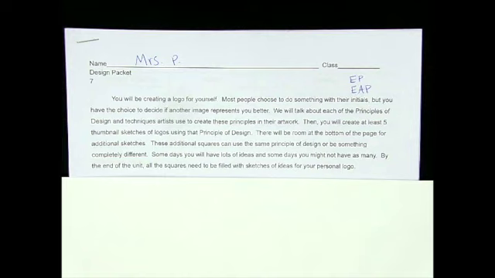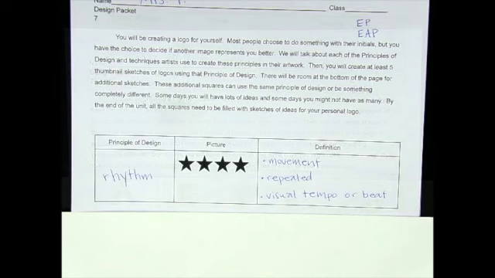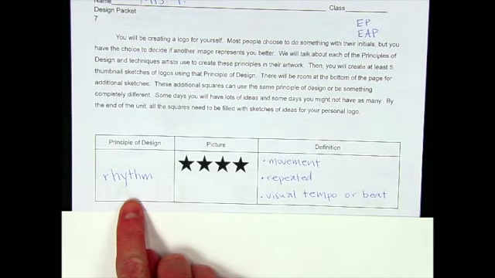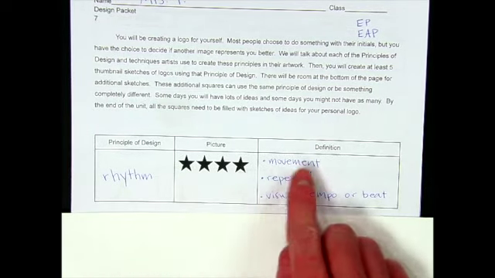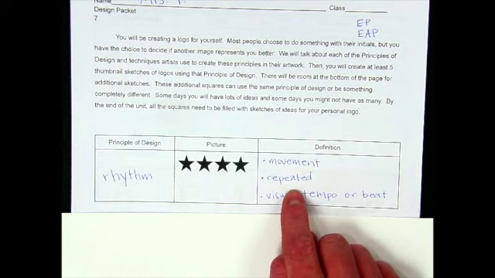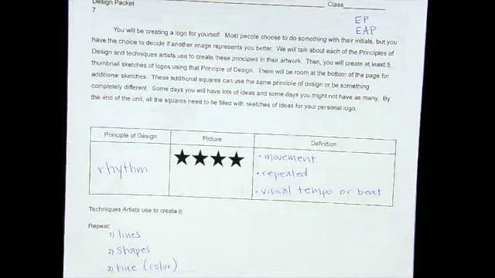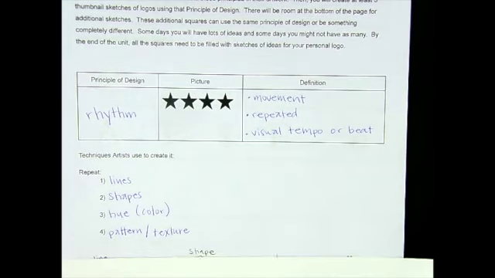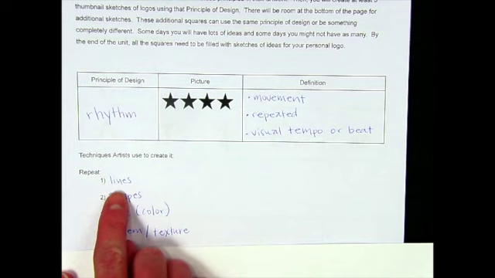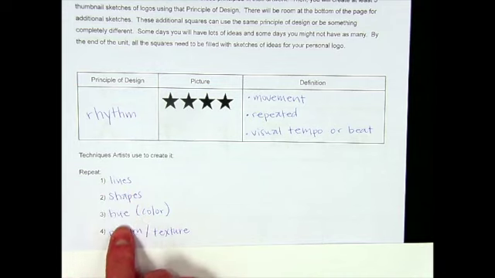Okay, so the first principle of design we're going to be talking about is rhythm. So please write that in the back. It causes visual tempo or beat. Please write that definition down, and feel free to pause the video anytime you need to. Okay, so how do artists create rhythm in their artwork? First of all, they do it with repeated lines, repeated shapes, repeated hue or color, and repeated pattern or texture. Just a little bit so you can see those.